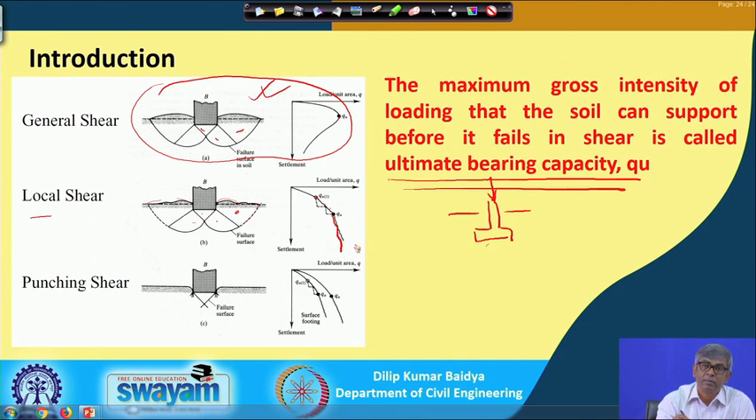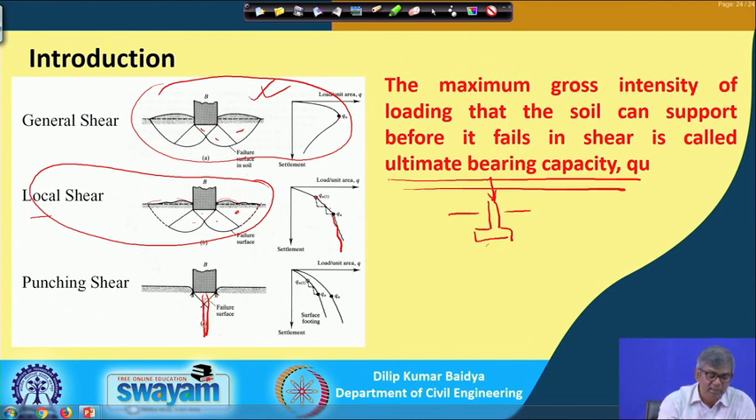When you observe this type of phenomenon, that is called local shear. And in another type of soil, when it is overloaded, the three zones like this will not form and suddenly it will punch into the soil, that is called punching shear. When you find the load settlement curve, you will not get any peak, continuously it will settle, and that is called punching shear. So when the soil is loaded through a footing, the soil can fail in different ways: by general shear, by local shear, or by punching.